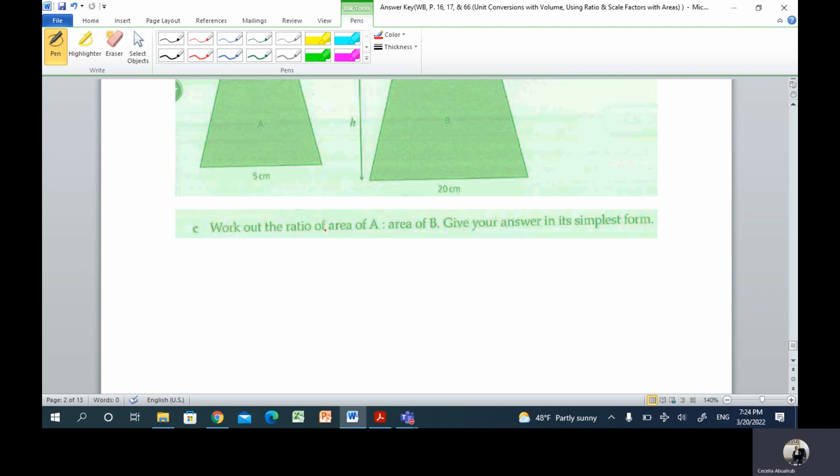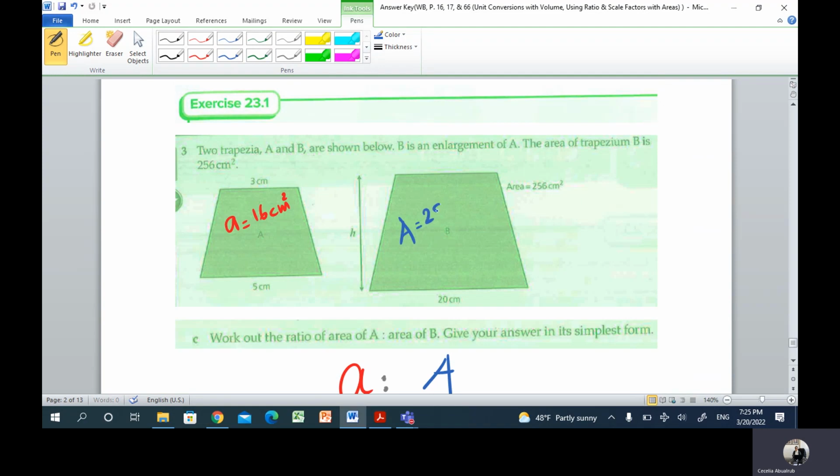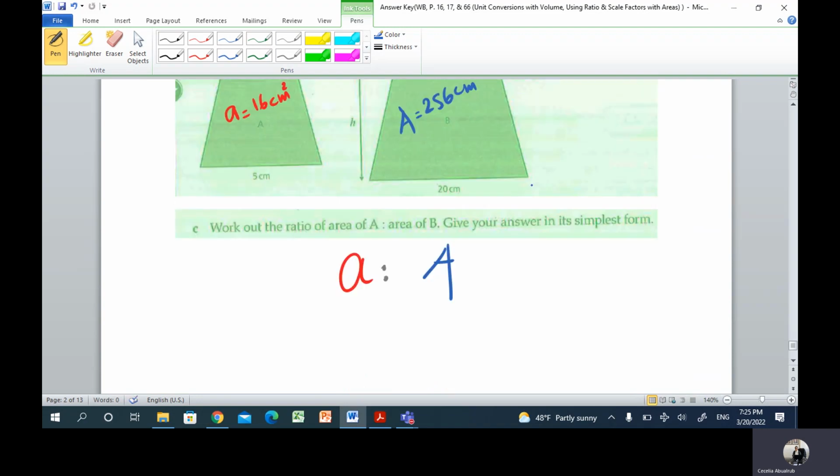Now, they want you to find the ratio between the areas. So here it's like the ratio of small A to big A. Small a is 16 centimeters squared, and it's given to us in the question that the area of the big trapezium is 256 centimeters squared. And we are trying to find a relation between the two numbers. So 16 to 256. So you're going to simplify this ratio by dividing each by 16. 16 divided by 16 will come down to 1. And 256 divided by 16 will come down to 16. So it is 1 to 16, the ratio between the area of the small trapezium and the area of the big trapezium.